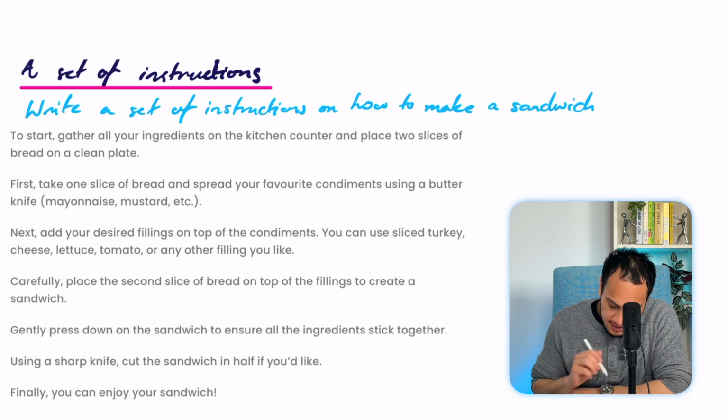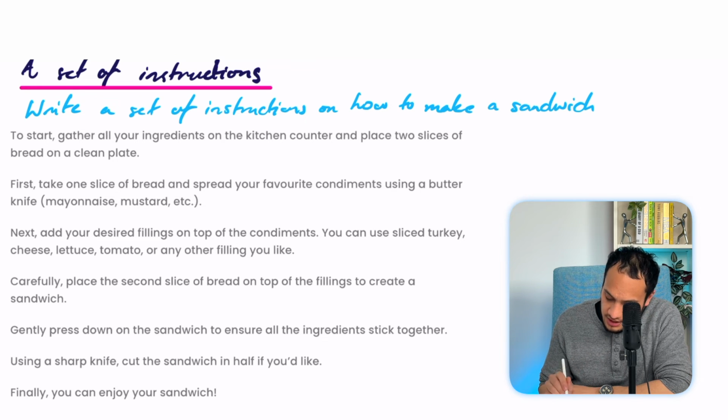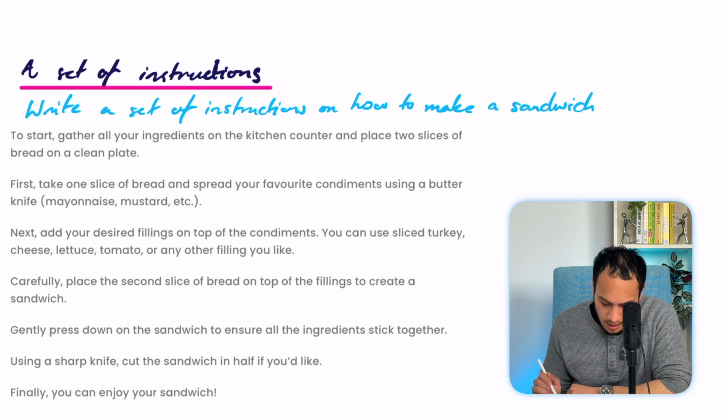So let me read this out. To start, gather all your ingredients on the kitchen counter and place 2 slices of bread on a clean plate. First, take 1 slice of bread and spread your favourite condiments using a butter knife, mayonnaise, mustard, etc. Next, add your desired fillings on top of the condiments. You can use sliced turkey, cheese, lettuce, tomato, or any other filling you like.